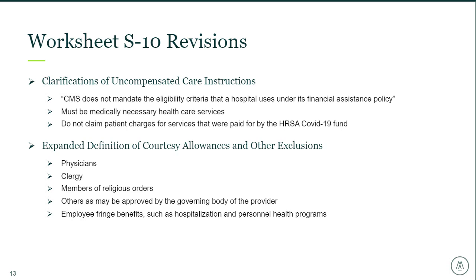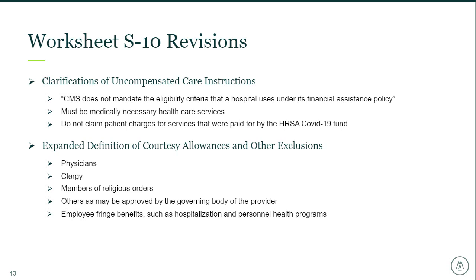CMS has also added language that the uncompensated care must be for medically necessary services. We certainly know that some policies might give discounts for other charges, and while that is certainly the hospital's prerogative, in those situations, only medically necessary services can be included on worksheet S10. They've also added language regarding not claiming patient charges for services that were paid for by the HRSA COVID-19 fund, as we've seen that be a point of emphasis on the last few rounds of S10 audits.